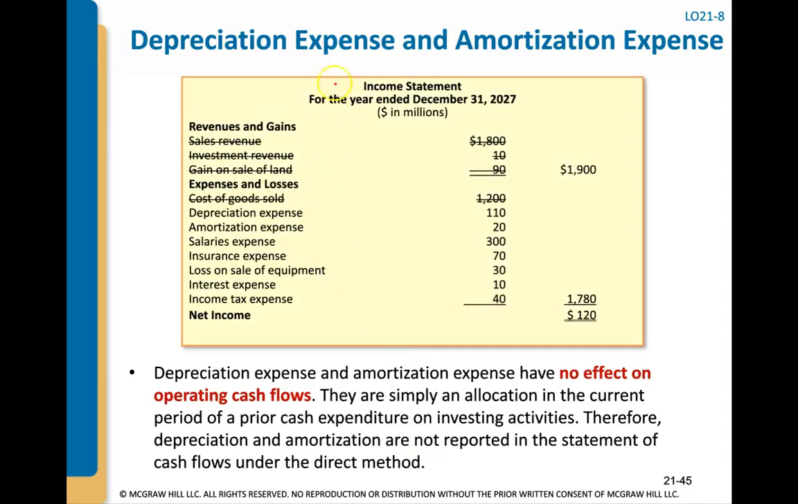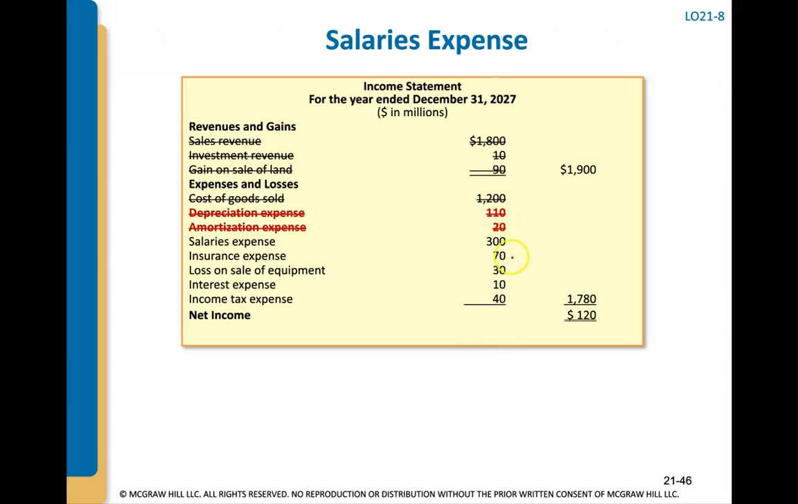So we're going to move down our income statement. We've done all of our revenue items and we've addressed cost of goods sold. The next two items are the depreciation expense and amortization expense. These are non-cash items and they have no effect on the cash flow. And so basically we just don't report it on the statement of cash flows using the direct method. So we're going to cross those out.